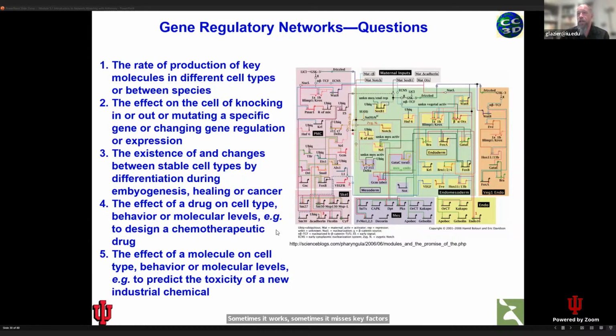How does a drug change whether genes are turned on or off? That's critical, for example, in cancer therapies. And how does a molecular perturbant affect behaviors of the cells through this kind of network, whether we're trying to develop a drug or whether we're trying to predict toxicity?